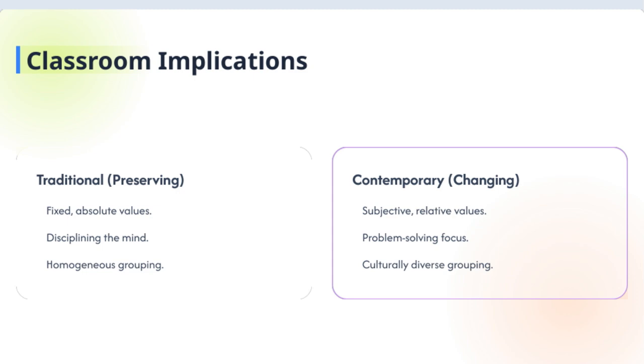Moving to the other end, we see homogeneous grouping, where students are more similar in background or thought. This often aims at disciplining the mind, fostering discipline and focus within a more uniform setting. It tends to promote fixed, absolute values, emphasizing traditional beliefs and standards that are less open to change.